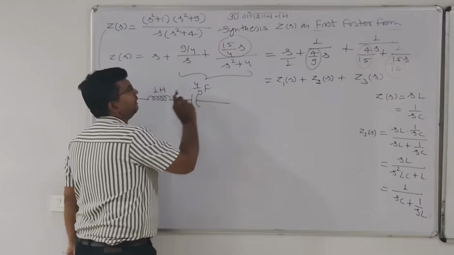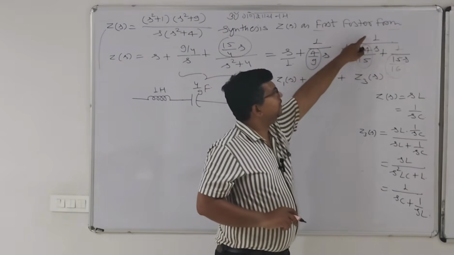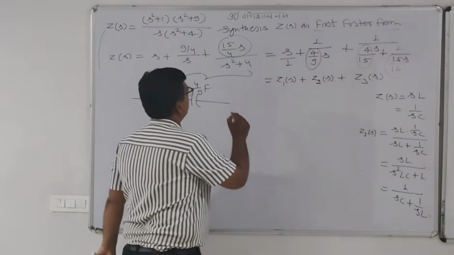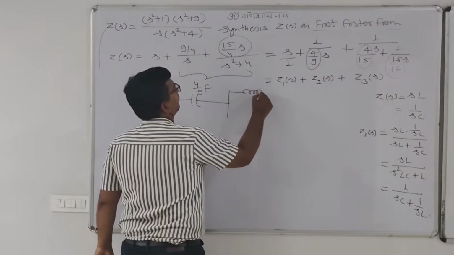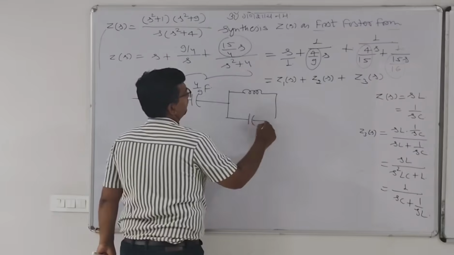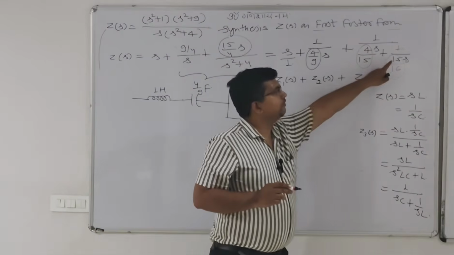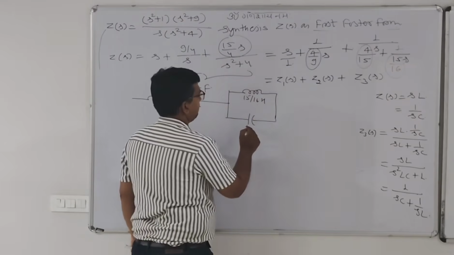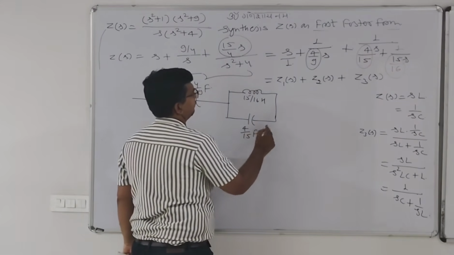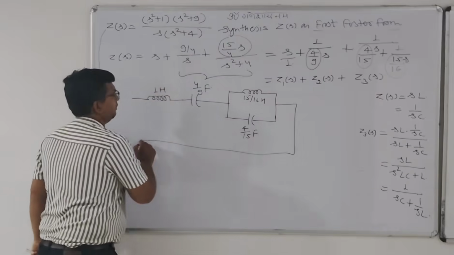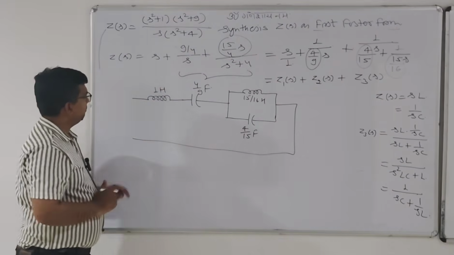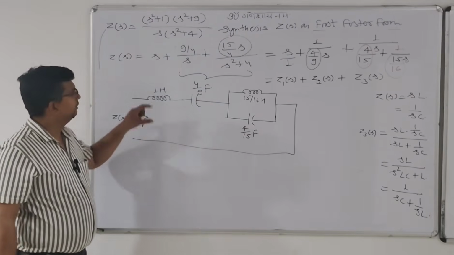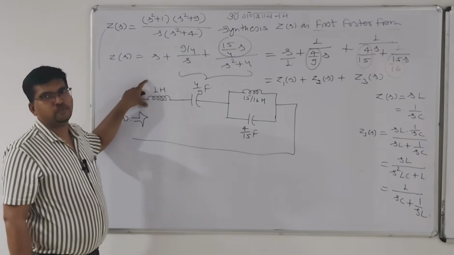4 upon 9 farad. So Z3(s), which is the parallel combination of L and C, we have already discussed here. So this becomes the L and this becomes the C. Now what is the value of L? That is 15 upon 16 Henry. And what is the capacitance? That is 4 upon 15 farad. And this is the impedance form. So basically, this is the way of the synthesis of the first Foster network.